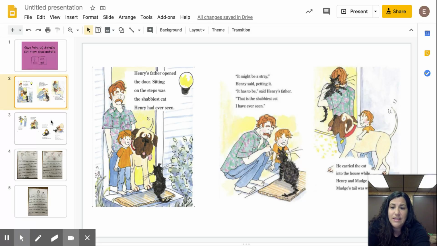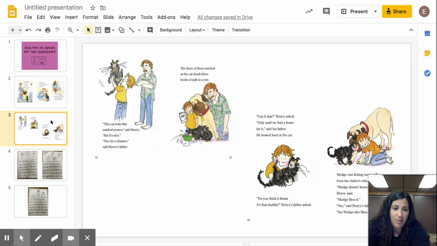Let's go on to the next two pages and see what else we learn about the cat. This cat looks like mashed prunes, said Henry, but it's nice. Nice for a disaster, said Henry's father. The three of them watched as the cat drank 3 bowls of milk in a row.